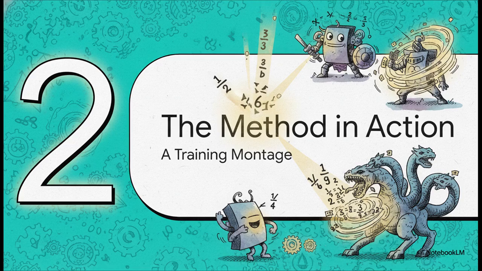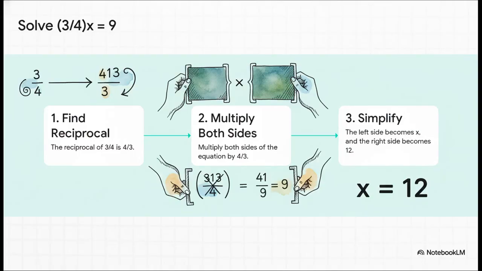Think of this as our training montage, where we put this new move to the test against a few different problems, from easy to, well, less easy. Okay, example 1, the basic warm-up. 3/4 x equals 9. First step, what's the reciprocal of 3/4? Easy, flip it. It's 4/3. Step 2, we multiply both sides of the equation by that 4/3. On the left, the fractions just cancel out into 1, leaving x all by itself. Perfect. On the right, we have 4/3 times 9, which simplifies to 12. And we're done. x equals 12.